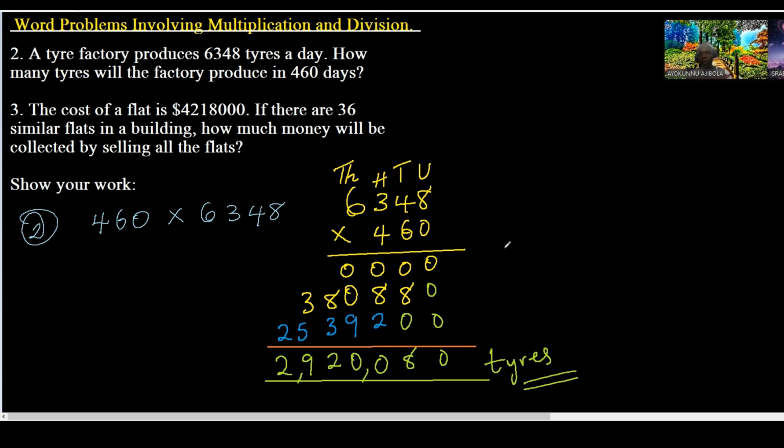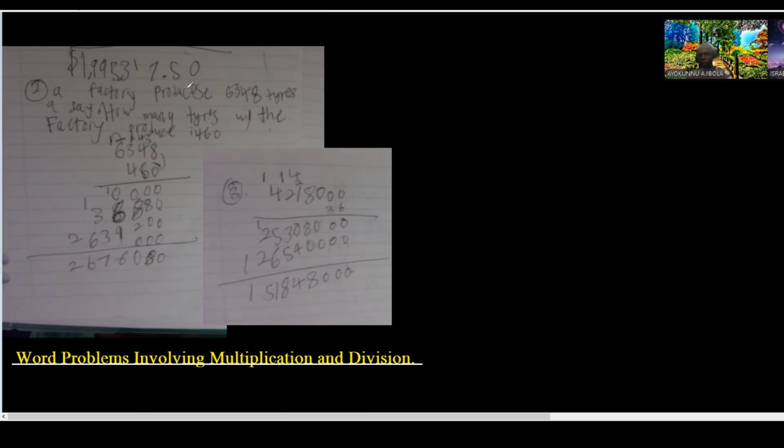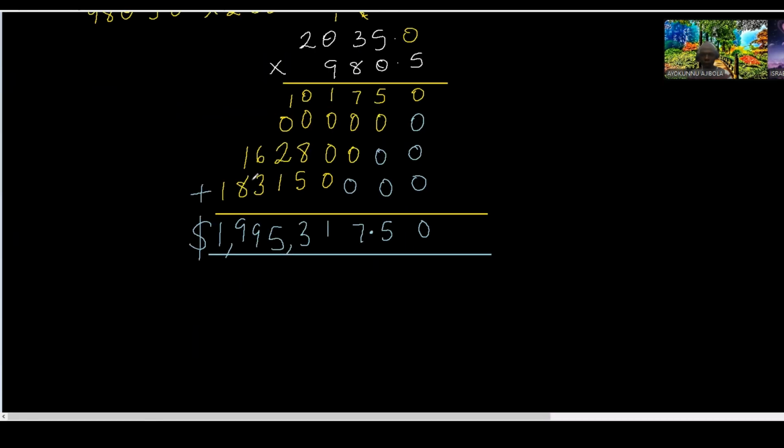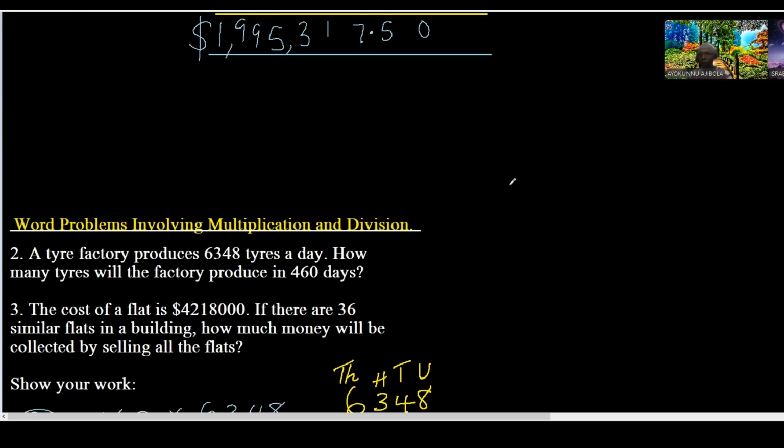2,920,080. You didn't get 2,920,080. For that number 2, maybe you made some mistakes, okay? Can you hear me? Yeah, I can hear you. So, can you figure out what your mistake was? Let's check it again. Is it this one now? Not this.